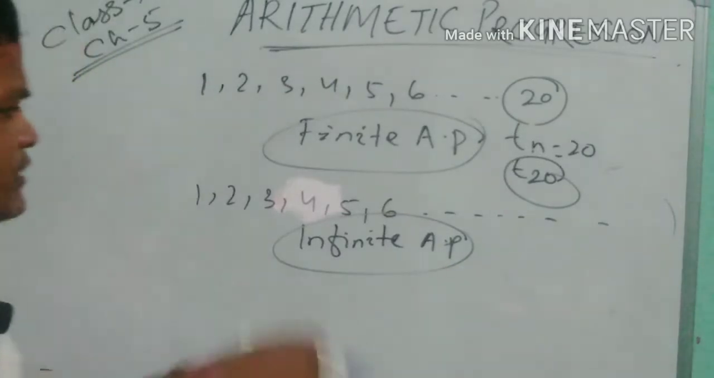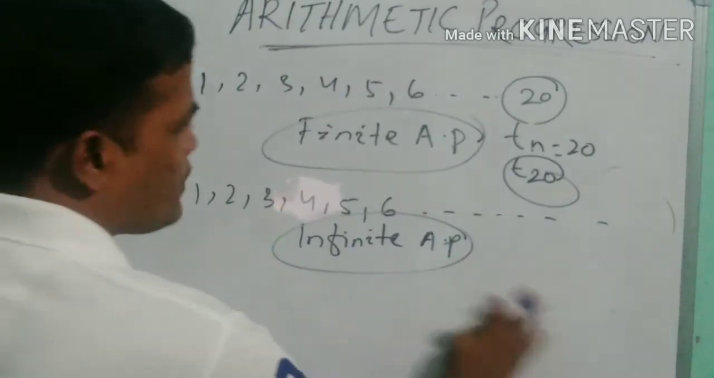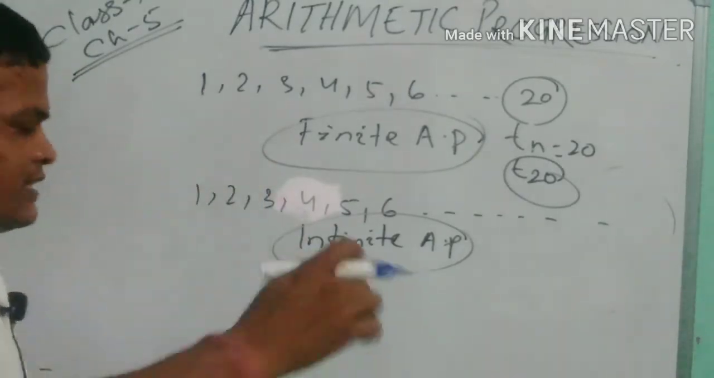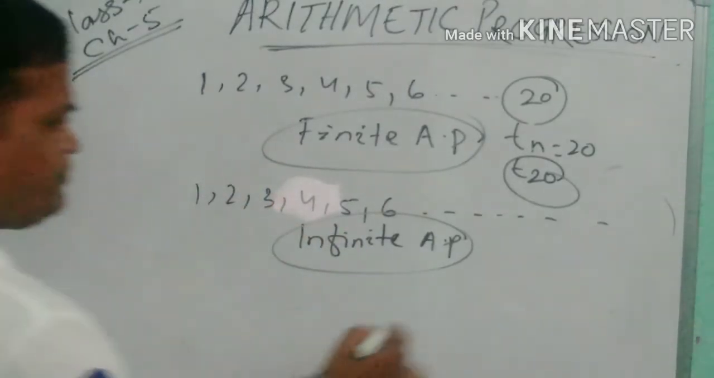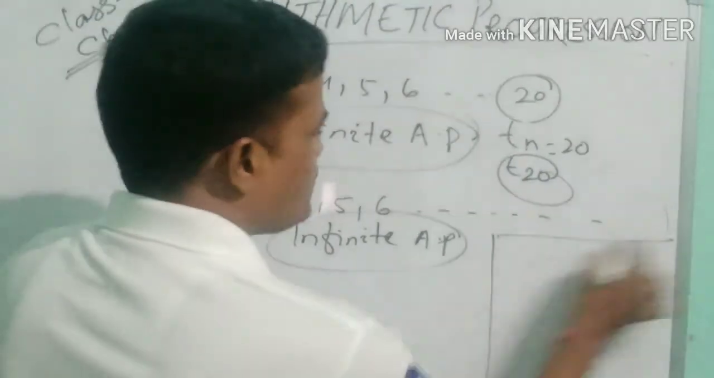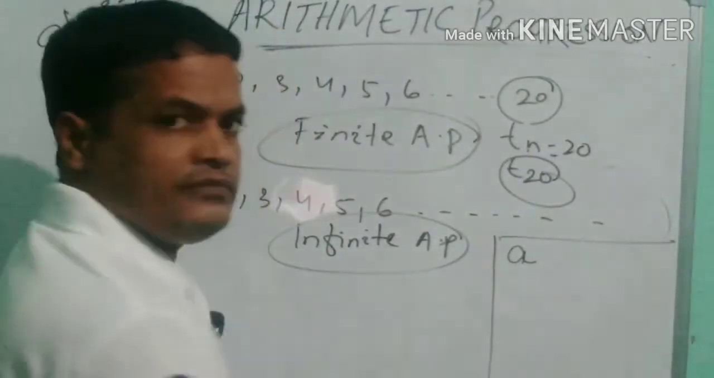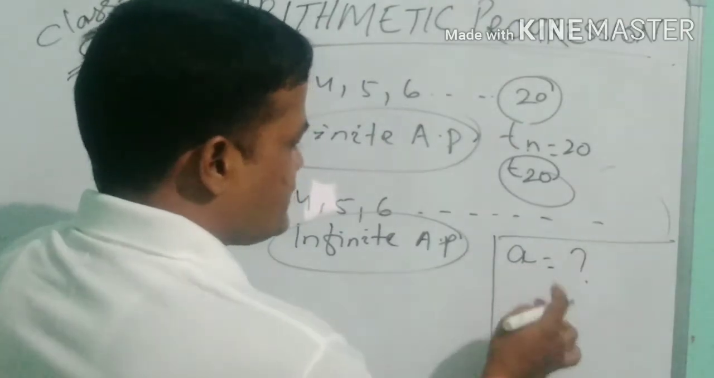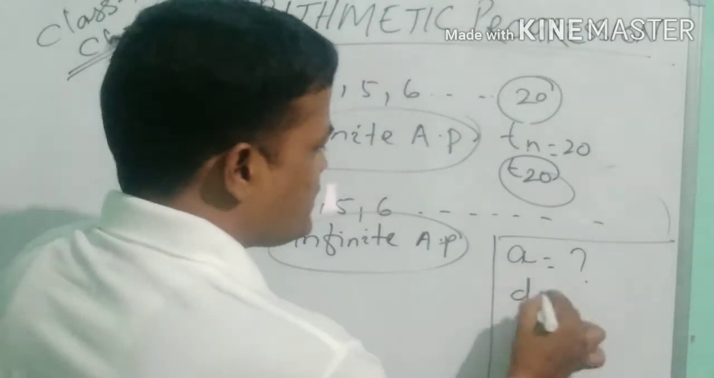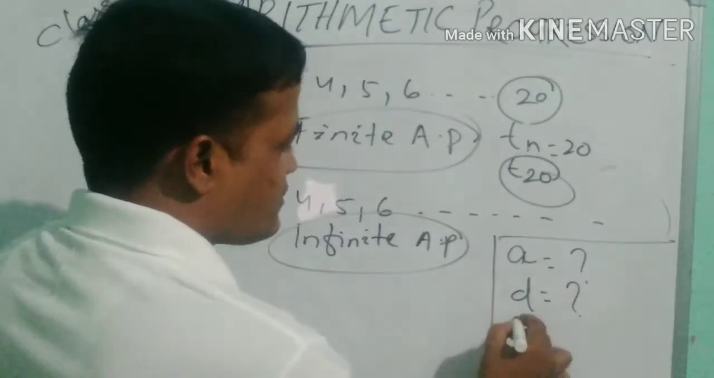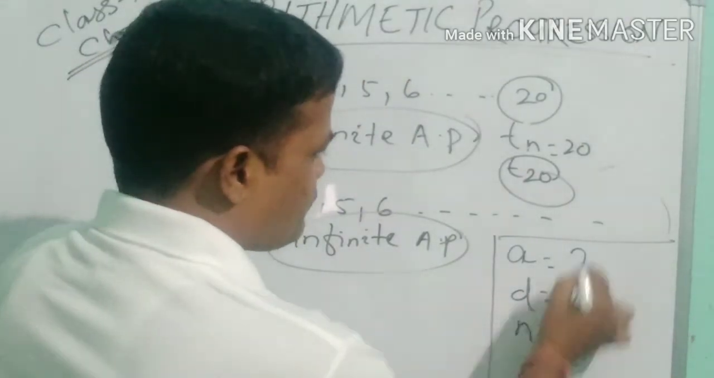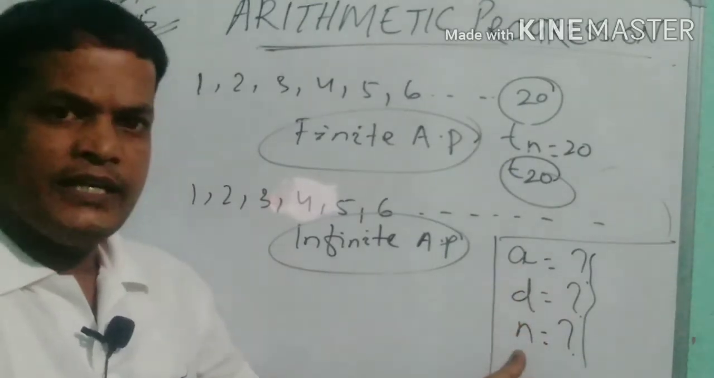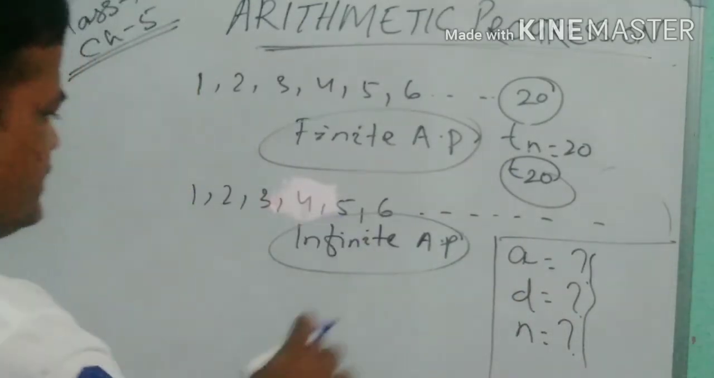Okay, friends. So see, what we should know in order to calculate the AP: we should know only three things. What are these? Number one, first we should know the first term A. A is equal to what? Next, the common difference D is equal to what? Next, N is equal to what? By knowing A, D, N, the first term, common difference and N, we can calculate what?